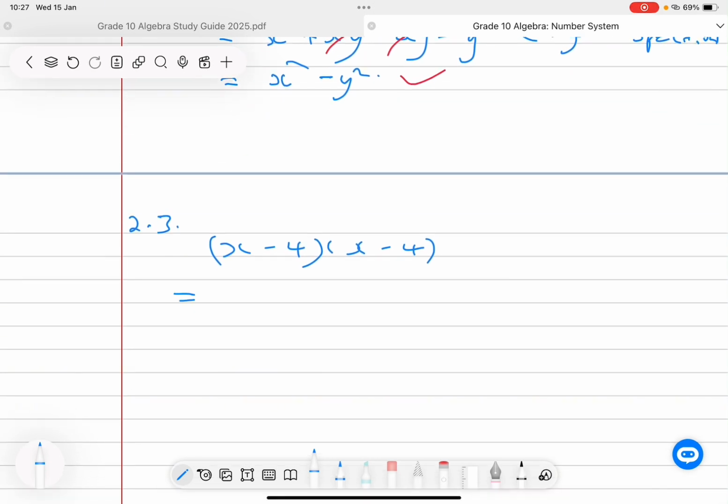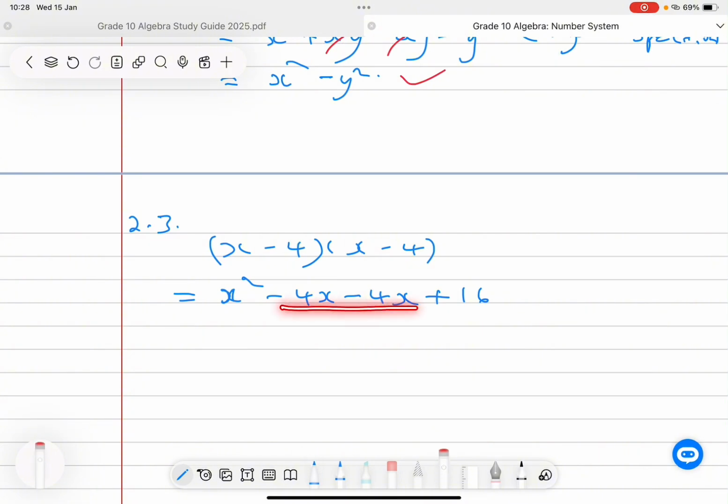Now I'm going to directly use the inspection method here. We have x squared, because I'm multiplying the first terms. Then the outer terms: x times negative 4 should give me negative 4x. Then the inner terms, where I multiply negative 4 and x, which gives me negative 4x. Then I multiply the last terms, negative 4 and negative 4. Negative and negative will give me a positive. 4 times 4 is 16.